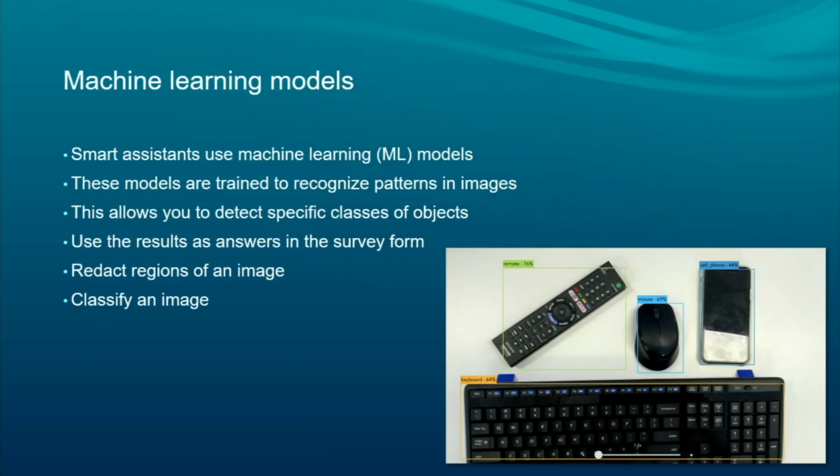As I said, smart assistants are based on ML models, and these models are trained to recognize patterns in images and classify these as objects. The model might detect, for example, a human's face or a particular piece of equipment. And in the case of object detection, it also records where in the image that object is. You can then redact that region or bring information into your survey form about that detection, which makes your forms and form logic more powerful.